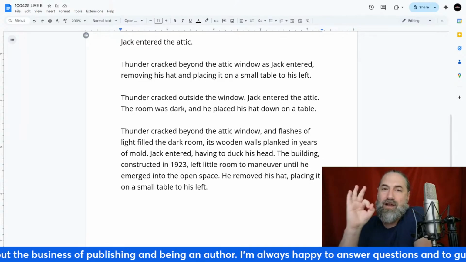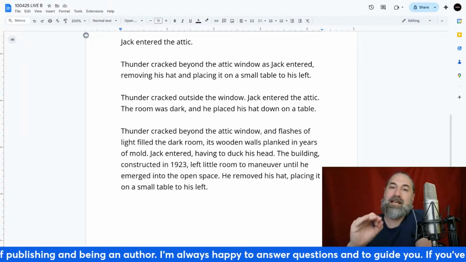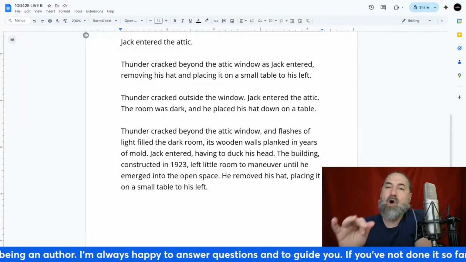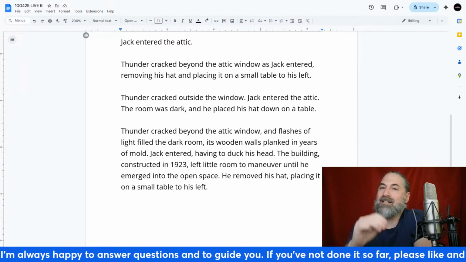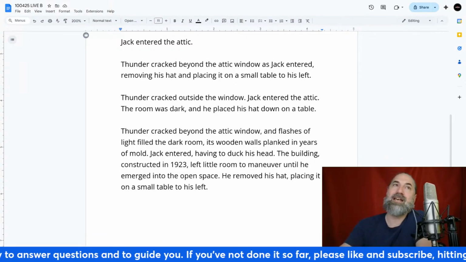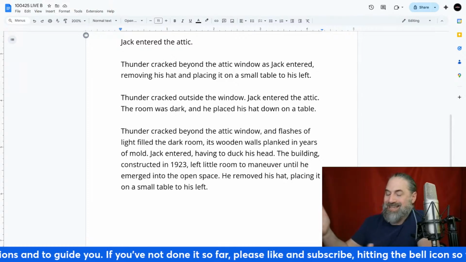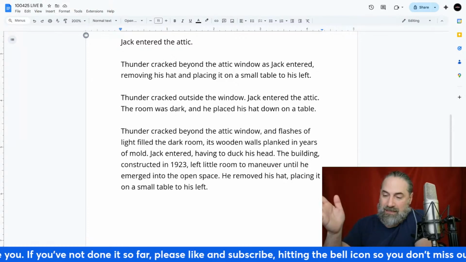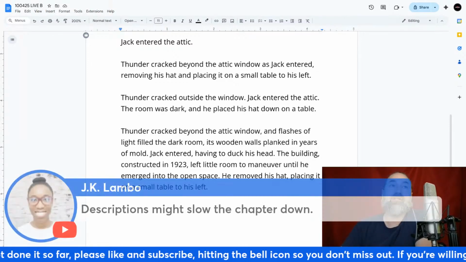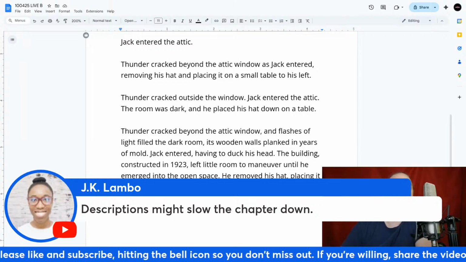That's another element that is important to connect. Now remember, it's not always just one thing. You have to look for culprits kind of working together. Repetition is spending, frivolously, your word count. Very good so far. Let's see what else we have. Description might slow the chapter down.